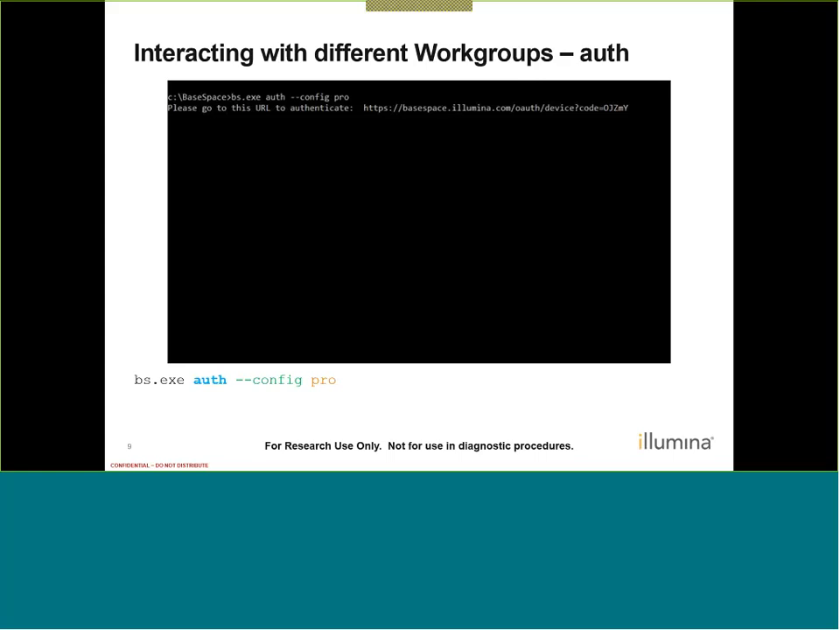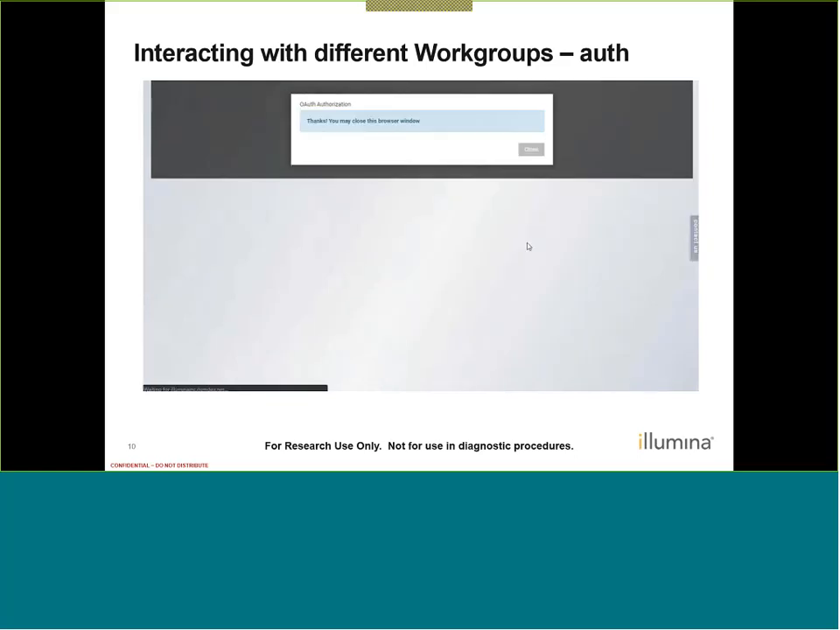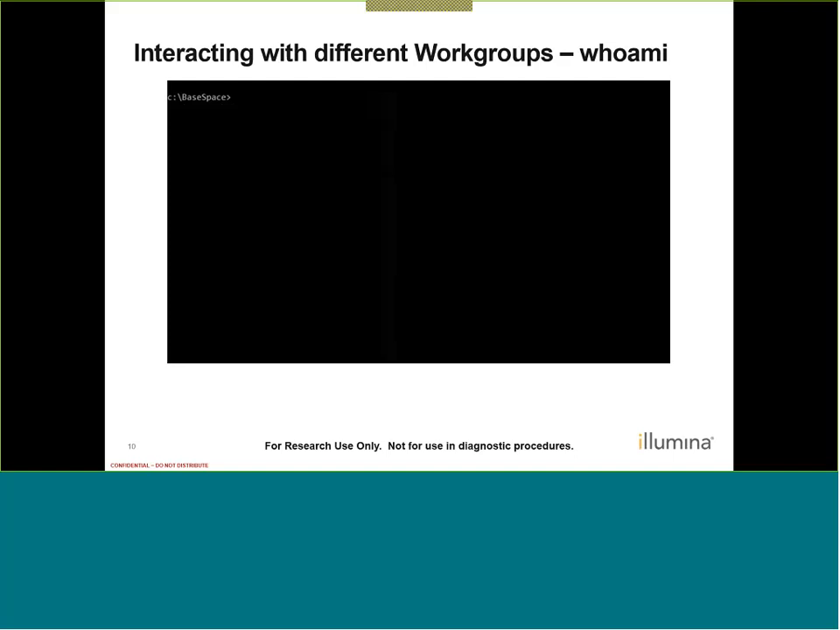When we go over to the BaseSpace website, here we're actually signed in under our professional work group, and it brings up this authorization page, and it lists the different permissions that we have for interacting with this particular work group. And once we hit accept, we have now authorized our CLI program to connect to that work group. And we have to be certain that when we want to interact with that specific work group, that we always use the correct config file and call it out with that config option as seen here.